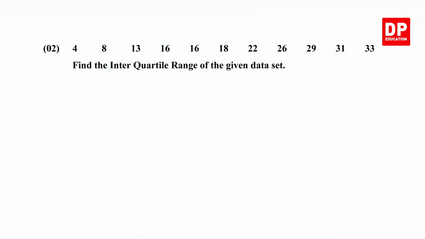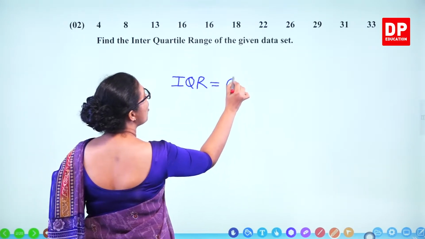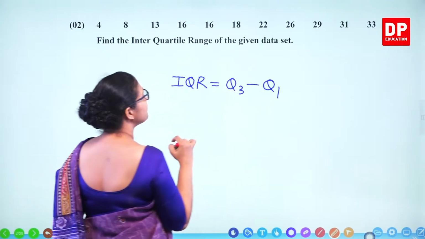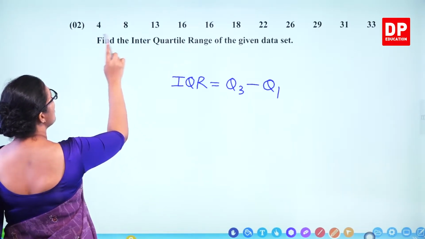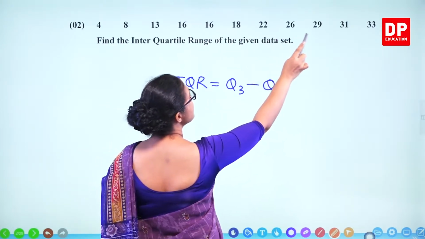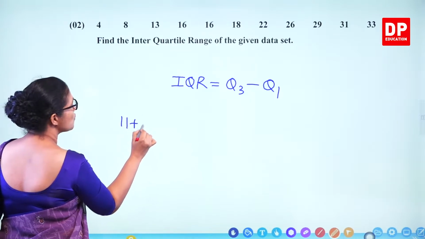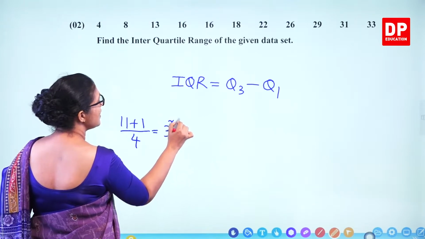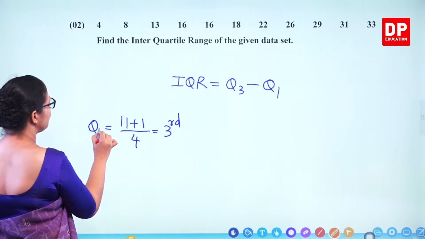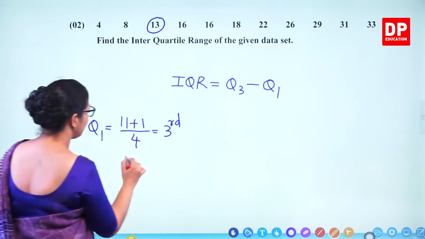Question number 2, find the interquartile range of the given data set. Interquartile range is third quartile minus first quartile. So you have to find out the third and first. How many data points are there? 1, 2, 3, 4, 5, 6, 7, 8, 9, 10, 11. So 11 plus 1 divided by 4, 12 divided by 4, that's the third one, that is Q1. 1, 2, 3. So Q1 is 13.